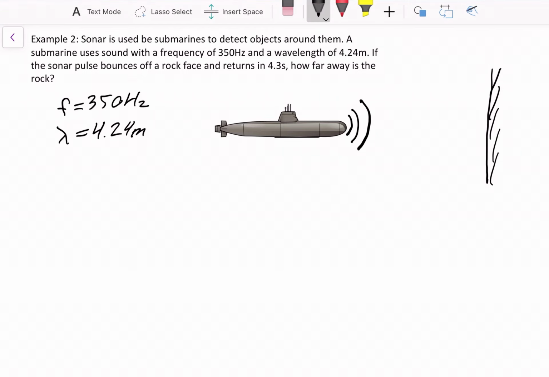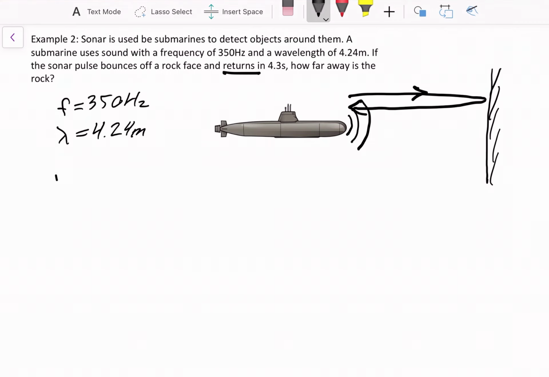The tricky part to this question is remembering that the sound waves have to go both to the rock and backwards, all the way to the submarine, in order for it to return. But other than that, this question is not too bad.